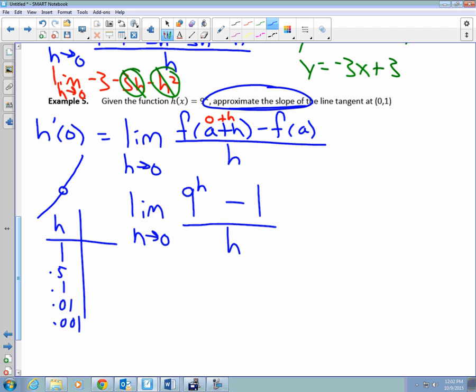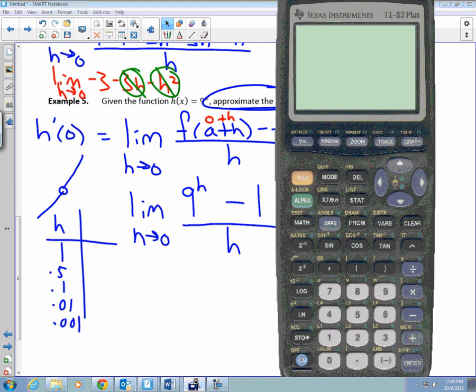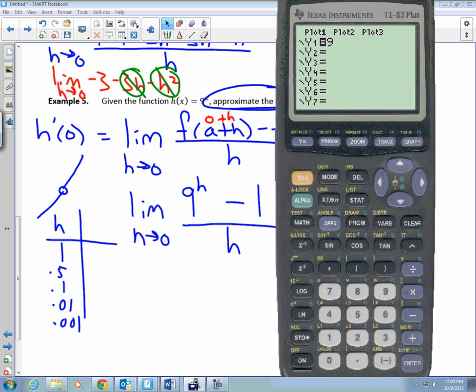So in order to approximate this slope, I'm going to have to go to my calculator. I don't know why it refuses to turn on. All right, so y equals, and I type in parentheses 9 to the h, or x, minus 1, parentheses, divided by x. So I'm taking the entire numerator and dividing it by the denominator.